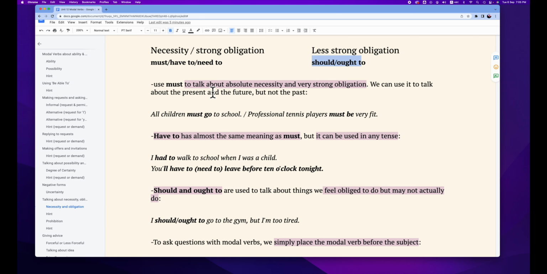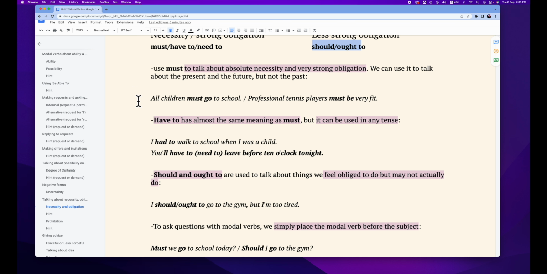Using must to talk about absolute necessity and very strong obligation. We use it to talk about the present and the future, but not the past tense. Example: all children must go to school. Professional tennis players must be very fit.